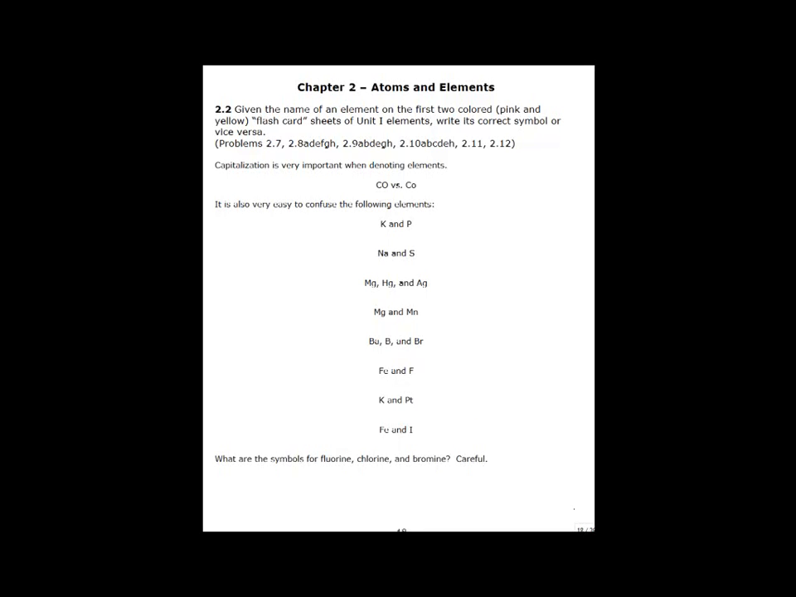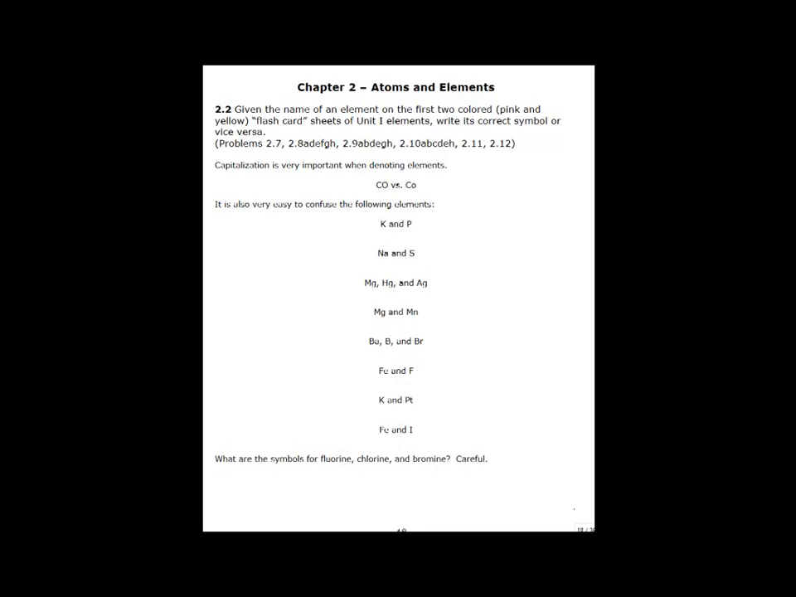So we're going to start Chapter 2 now. And actually, you've already started Chapter 2. The first objective in Chapter 2 is to learn the elements and symbols for the flashcard sheets that I gave you. So the pink and yellow flashcard sheets. So hopefully you guys have those mastered by now.